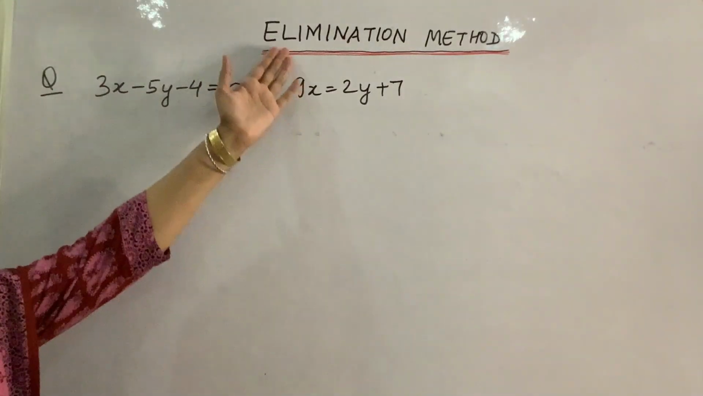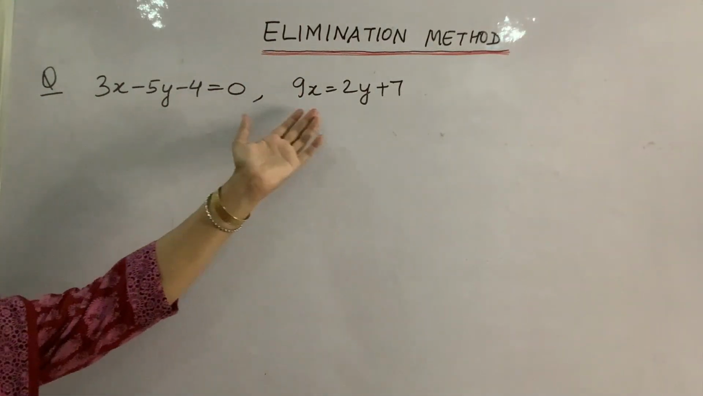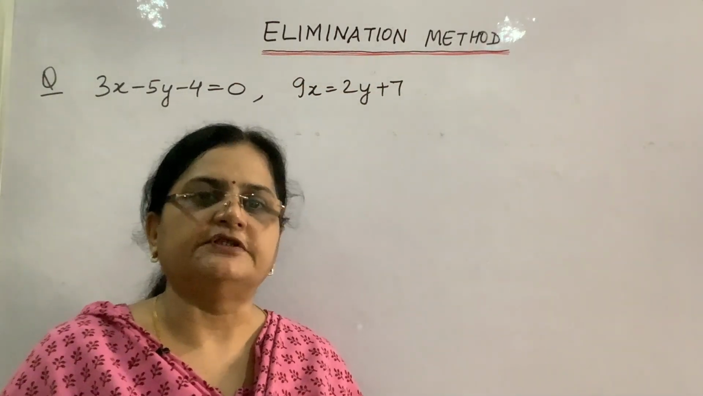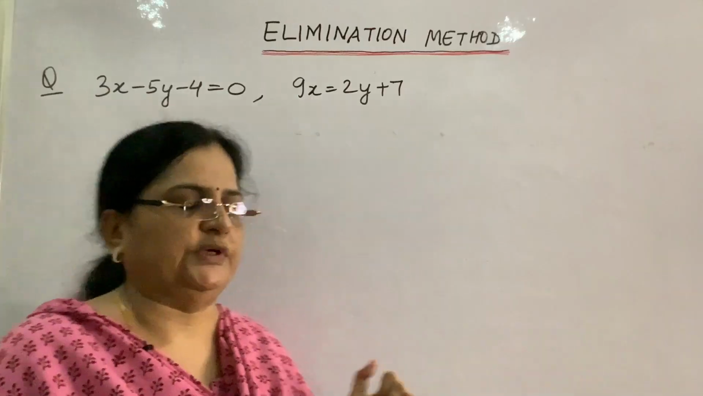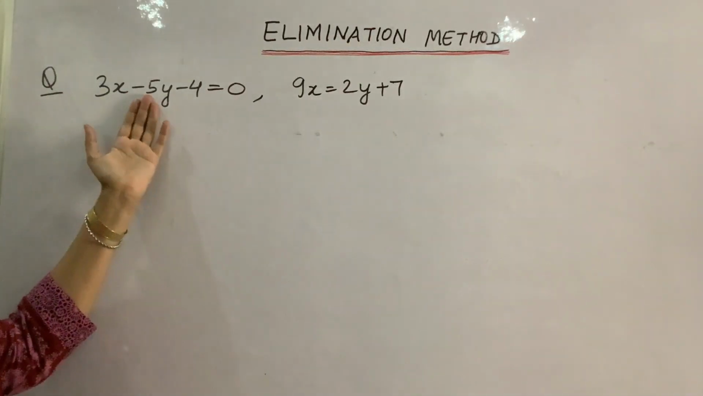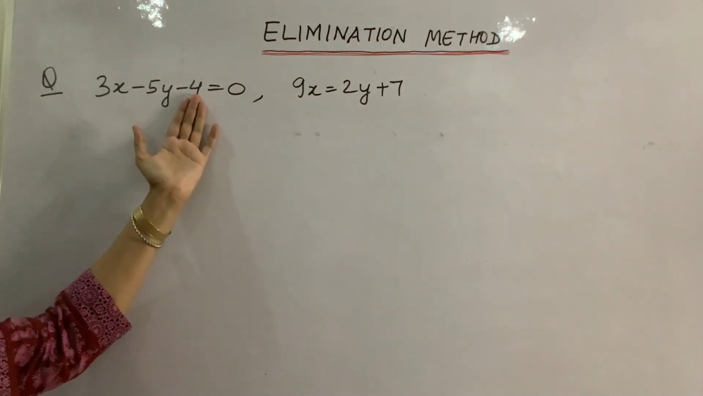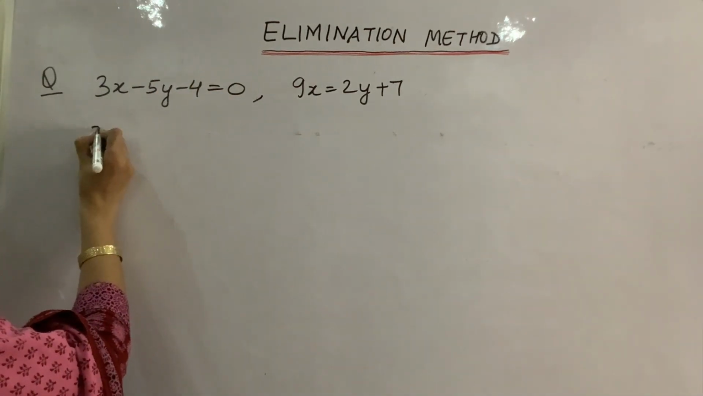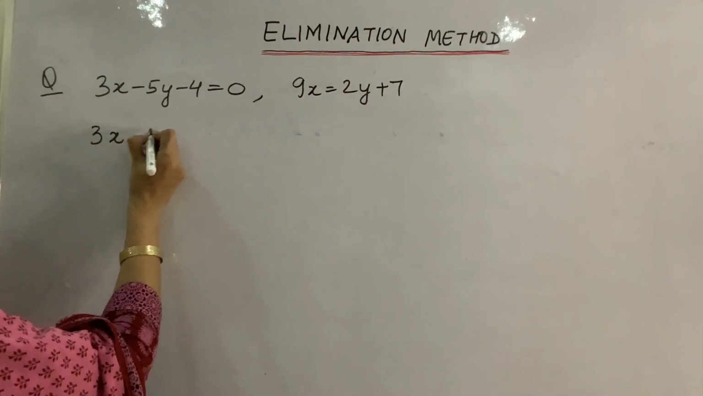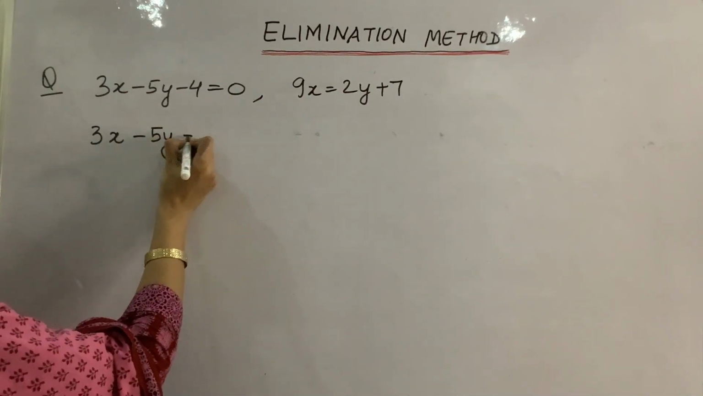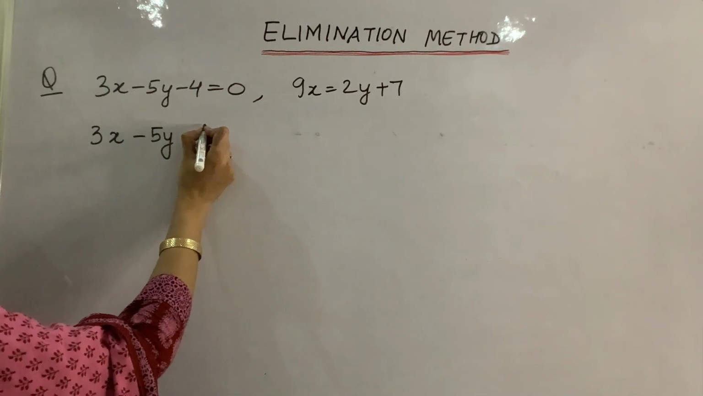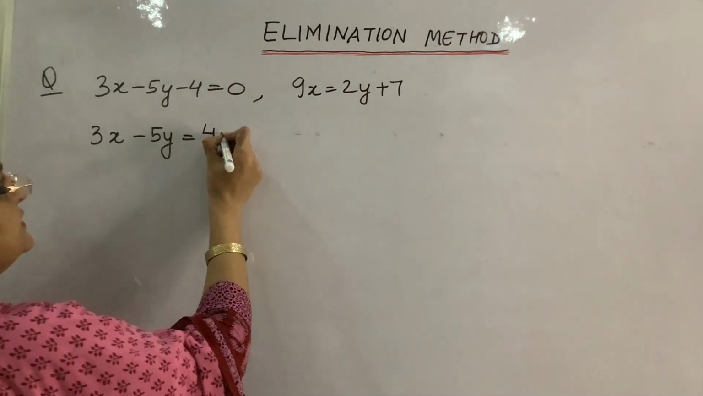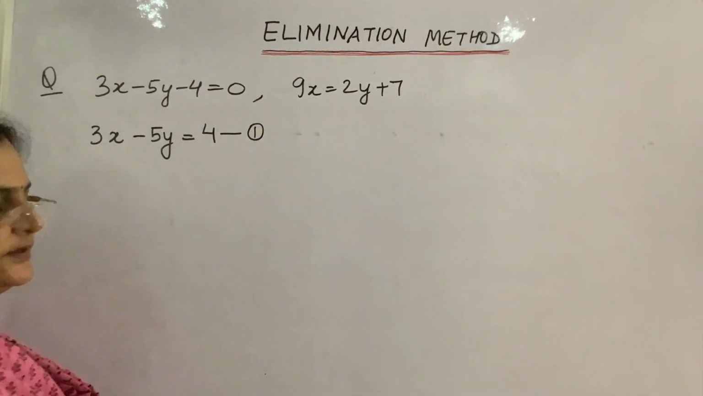So we have to use the elimination method to solve these equations. Solve these equations means to find out the values of x and y which will satisfy both these equations. So the first thing we see is that the constant is on this side. So let us transpose it on the other side. So this equation becomes 3x minus 5y is equal to, I take it to the other side, it becomes 4. Let me say this is the first equation.